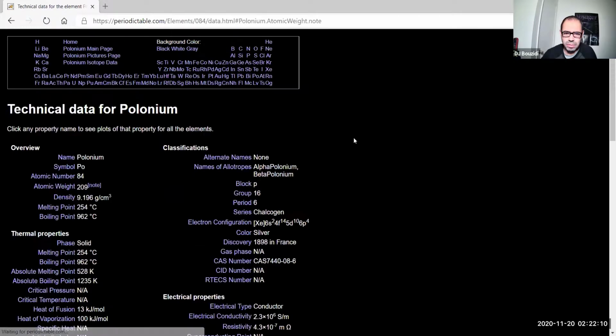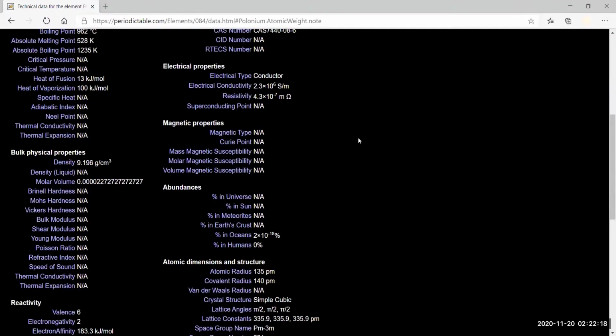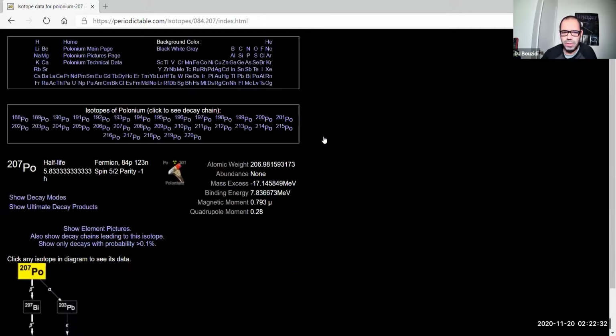What is this note in here? Overview. 209. So you can get a lot of details of this thing in here, including its properties. And here are the known isotopes. They range from 188 all the way to 220. What we have found is 207, this isotope. So the isotope we have found is actually polonium-207 with 84 protons. So this has 84 protons, 123 neutrons, and gives you more of its properties.